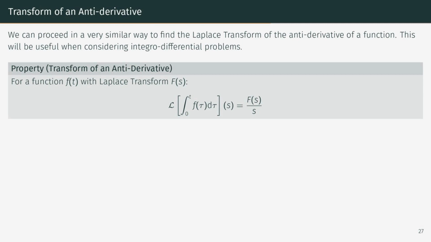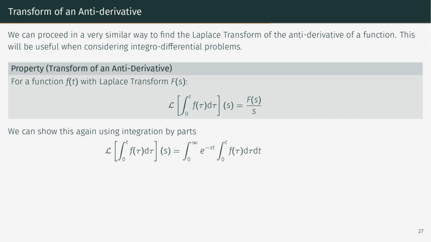Then, the transform of an antiderivative is stated as: for a function f(t) with Laplace transform F(s), the Laplace transform of the integral of f(τ) dτ from 0 to t equals F(s) over s. This is again something we can show using integration by parts.